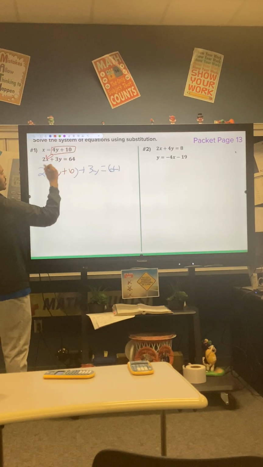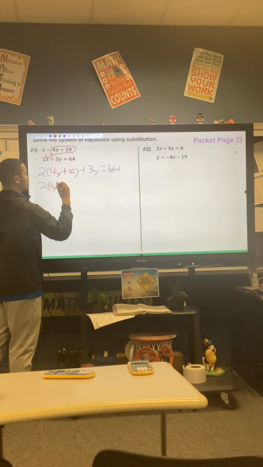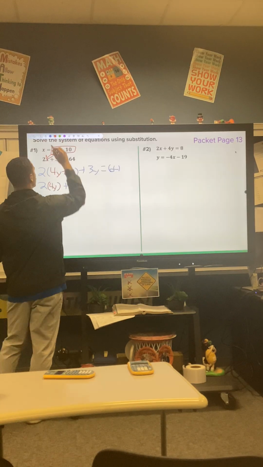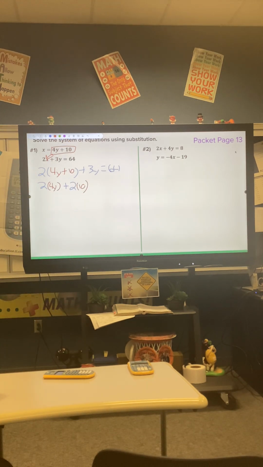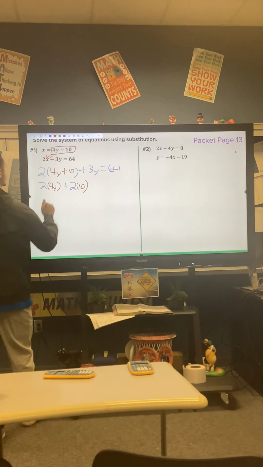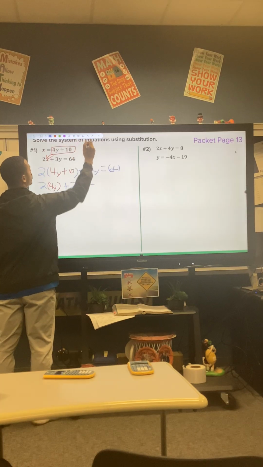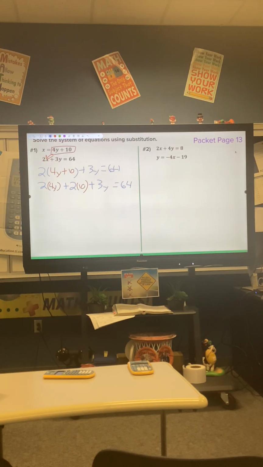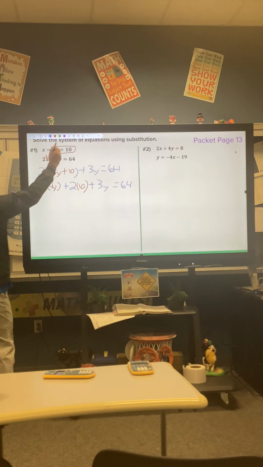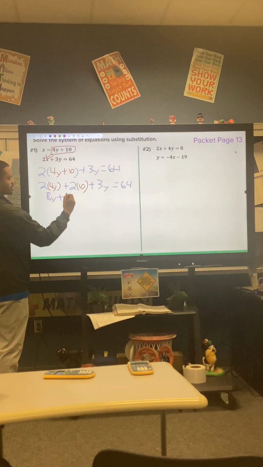There we go. So now when I distribute, I'm going to have 2 times my 4y plus, I'm doing my 2 again, times my 10. My arm hurt, hold on. I might have to run the board like this in a long time. It's going to be equal to, oh my bad, plus 3y is equal to 64. 2 times 4y should give me a 8y, plus 2 times 10 should give me 20.